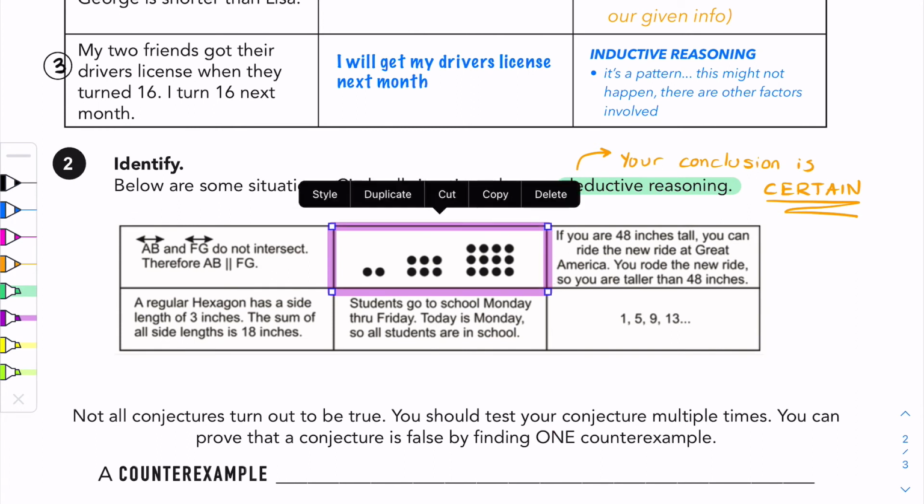Let's look at the next one. The next one is based on patterns. So we can assume what the next image is going to be, or the next pile or block of circles, but we don't know exactly what it's going to be. We only know what the pattern is. So we're assuming, and that is inductive reasoning. So we're not going to leave that one circled either.